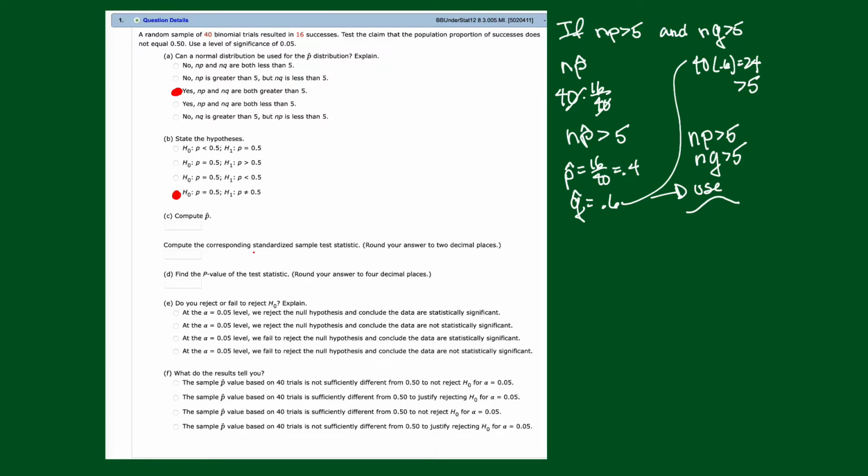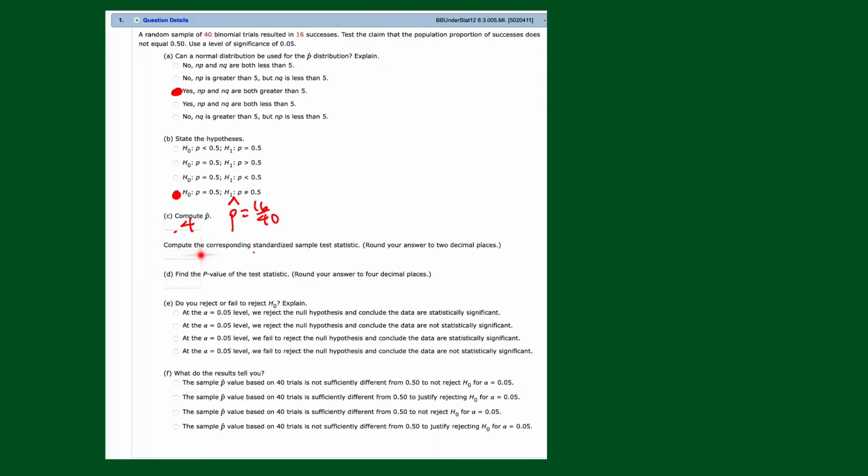Now, part C says compute p hat. We really already did that. P hat is 16 over 40, which is 0.4. Now, this part down here says compute the corresponding standardized sample statistic. Now, we're using the normal curve, so what we're looking for here is z star. Now, there is a formula for making that conversion from p and q to z star, but instead of using that, let's just go straight to the calculator and run a hypothesis test, because when we run the test, all that data comes up, right? All those statistics come up. So let's just do that.